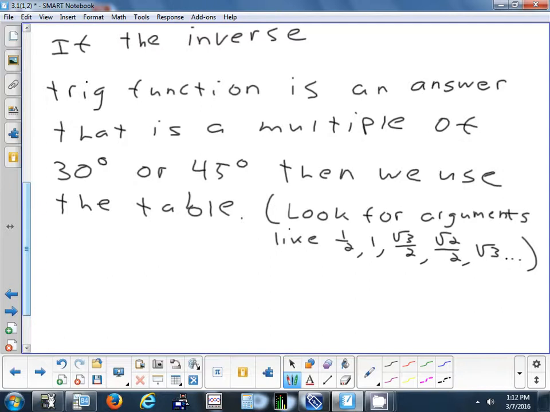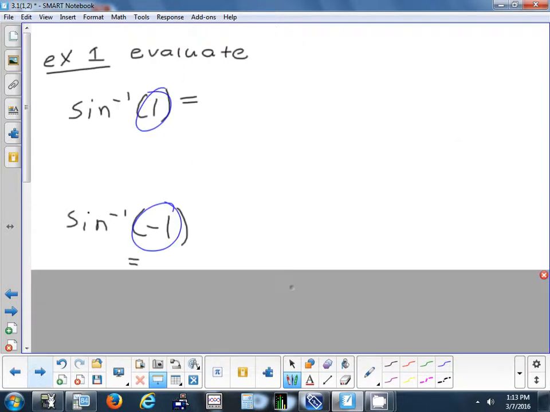Okay, so any questions what you're going to try to look for in order to use the table? Looking for these kinds of arguments. Okay, does everybody have that? All right, so next we'll start with sine, and then we'll go through how you use the table. And if there's multiple answers, we have to remember what sign is supposed to be between. Okay, so we'll go through that.